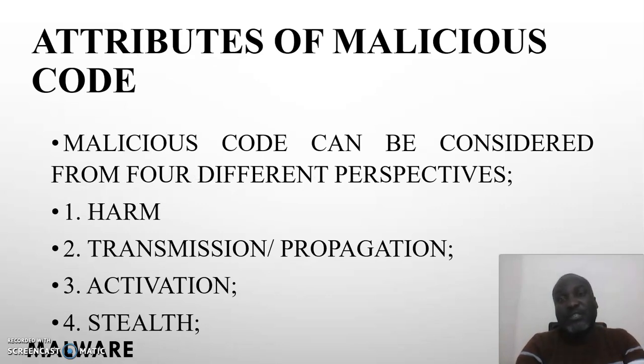Now, attributes of malicious code. So malicious code can be considered from 4 different perspectives. The first one is harm. Consider the extent to which the malware program causes harm, and in this context, you have to look at how this code negatively impacts the users of the system.